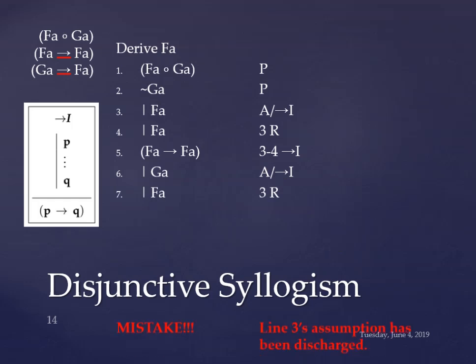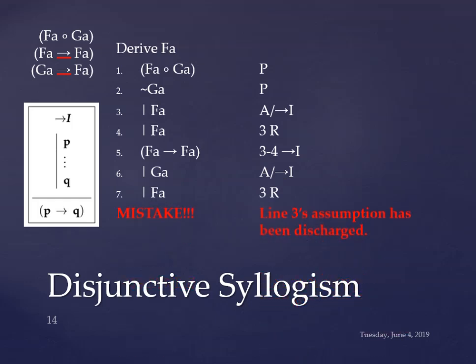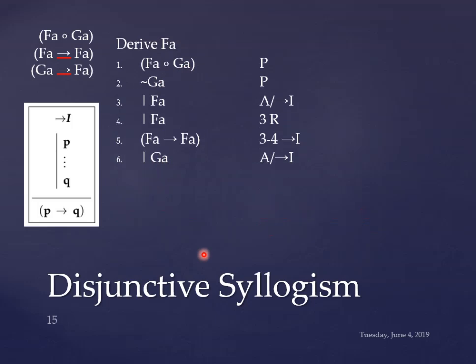But that is a mistake. You can't do that, and that's because lines 3 and 4 have been discharged. It was closed on line 5, so this is no longer accessible to you. The only things that you can use in an open subderivation are assumptions that you've made above it, premises, and other lines that you've derived, like line 5. So this one's accessible, this one's accessible, and then these two. Let's go back to this and take a look at what we're going to do.